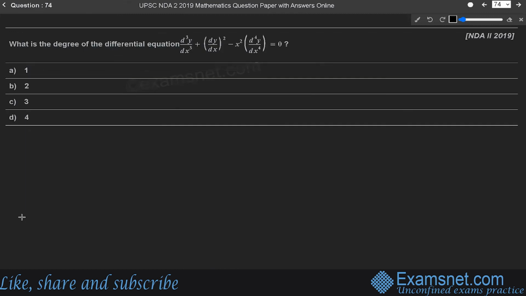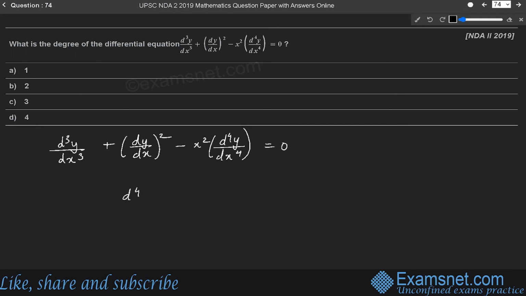Next question is, what is the degree of the differential equation d cube y upon dx cube plus (dy upon dx) whole square minus x square into d power 4 y upon dx power 4 is equal to 0? Here, the power of the highest order derivative, which is d power 4 y upon dx power 4, is 1. You can see that the power of this highest order derivative is 1. Therefore, we can say that it is a differential equation of degree 1. Therefore, the correct option for this question is option number A here.